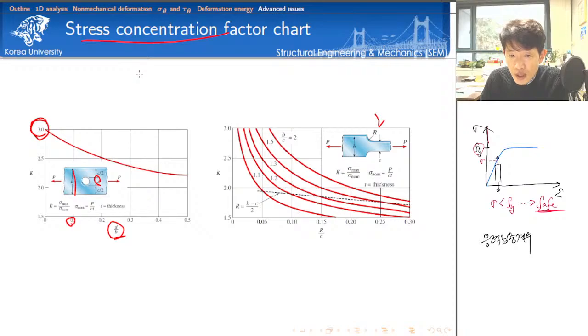So whenever we have a rapid change of geometry, we need to consider the stress concentration factor, and there is a handbook for it. For design purposes, you need to calculate the normal stress by using just one-dimensional consideration, and then multiply by the stress concentration factor in your calculation.